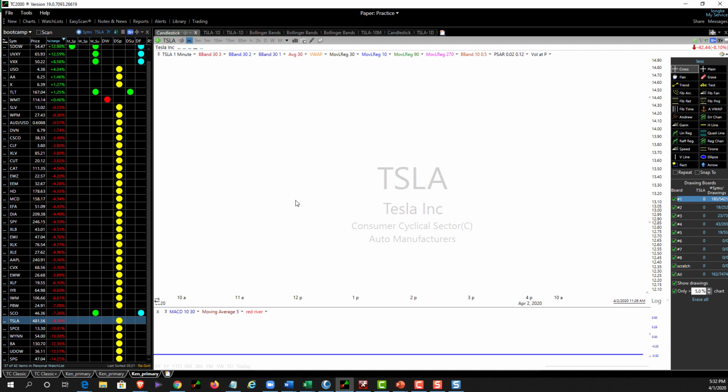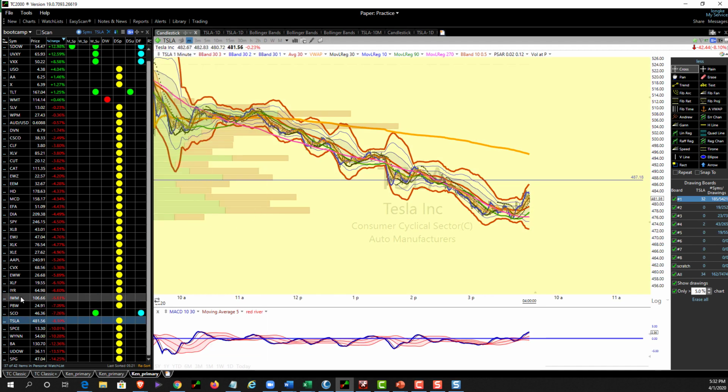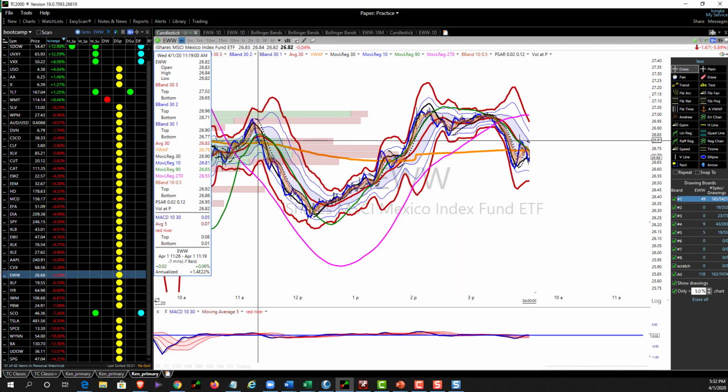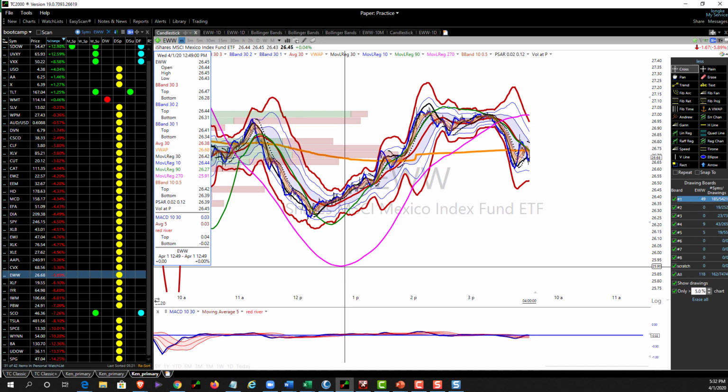Tesla, the big fail at 11:30. Mexico, the big fail, 11:30. This is why I like Mexico intraday. Look at that beautiful crash. Look at that beautiful owl, and that tells you when it's time.